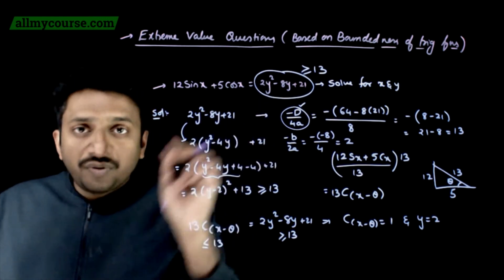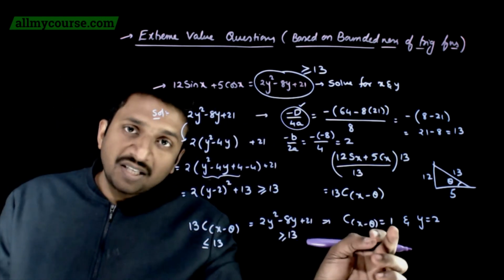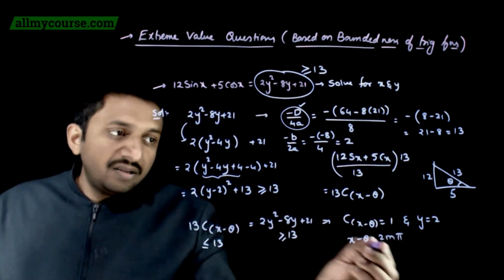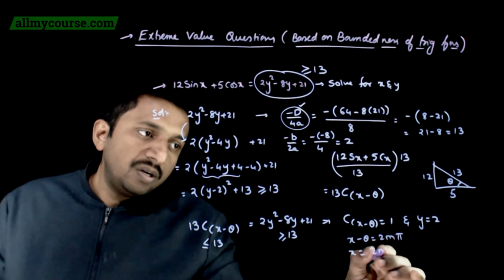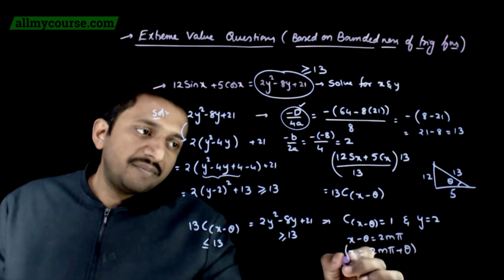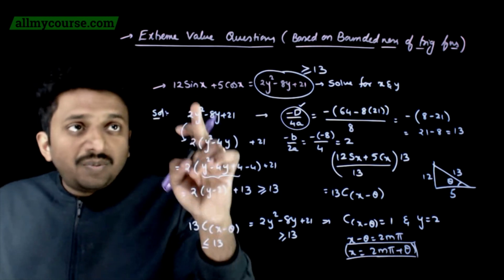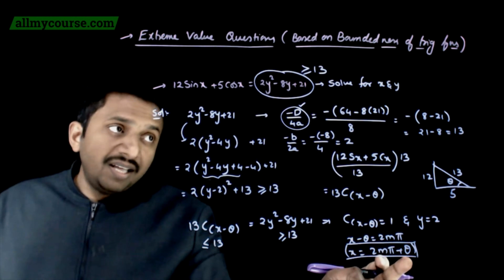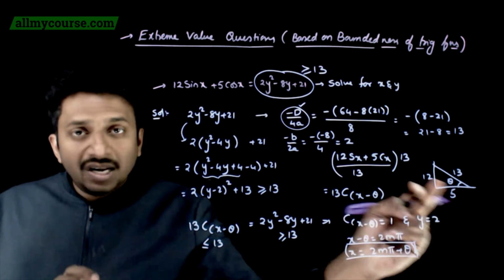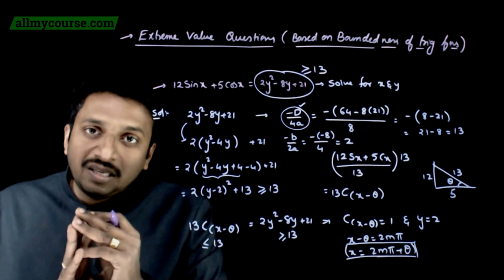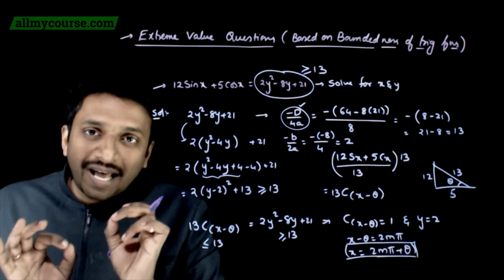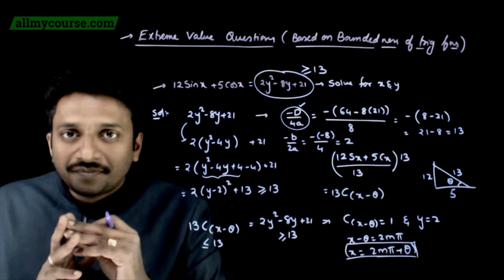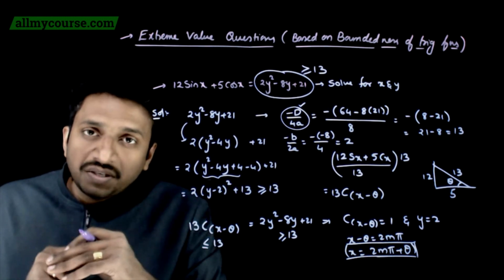So y has to be equal to 2 for this equation to be valid, and cos x minus theta has to be equal to 1. So x minus theta has to be equal to 2m pi, right? Even multiples of pi. So x is equal to 2m pi plus theta. So this is the possible value of x, and this is the possible value of y. Here theta is some angle whose tan is equal to 12 by 5, which is 2.4. So tan theta is equal to 2.4, you get some angle theta. That is the angle which you need to use here. So I hope you have understood this question. Thank you.